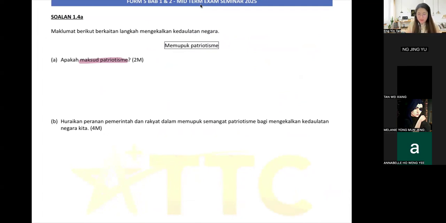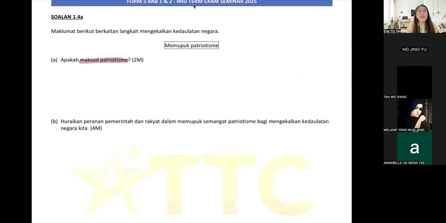Pastor? What is the meaning of patriotism? When we talk about patriotism, what does it mean? Come on, typical. Semangat cinta akan tanah air, cinta akan negara, and then cinta saja, only love the country lah. How do you explain? Cinta akan negara yang mendalam. Okay, other than cinta, when we talk about patriotism, you guys only know cinta. So only get 1 mark.